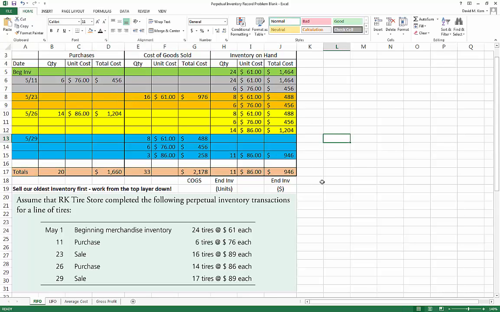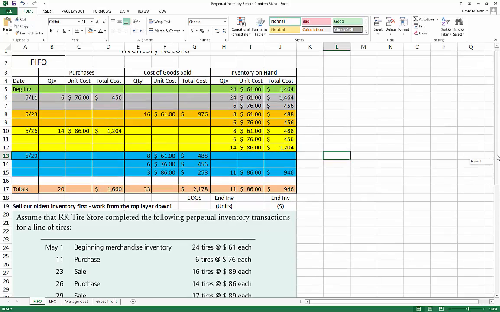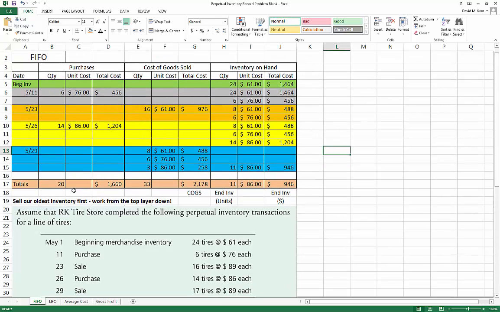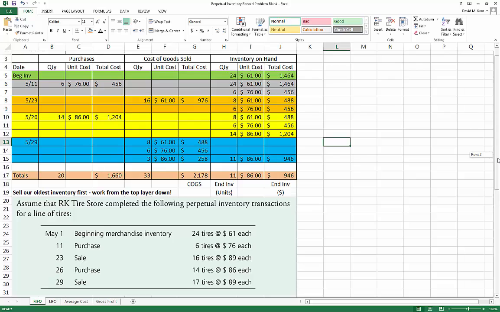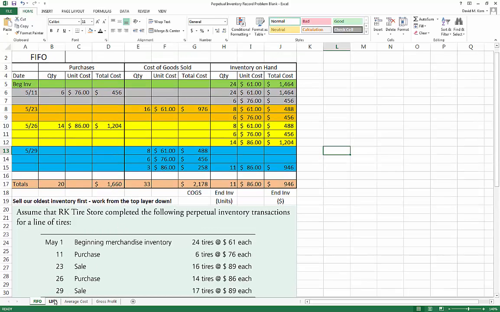Okay, so we can see that, again, there were no sales prices used anywhere in this inventory record. The only thing that we did was track our cost basis to get this answer. Again, this was FIFO. We sold our oldest inventory first, and we worked from the top layer down each time. Again, make sure you balance after each day so you don't get yourself confused. Okay, I'll leave this here for a minute and come back to you shortly, and we'll go over the LIFO example of inventory record with the same data.